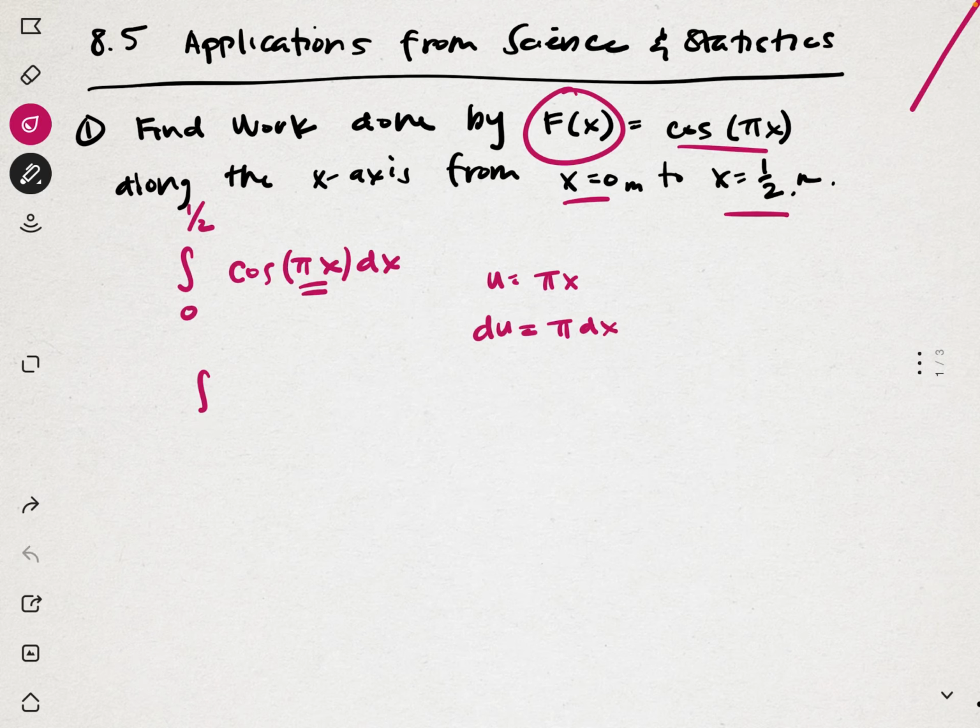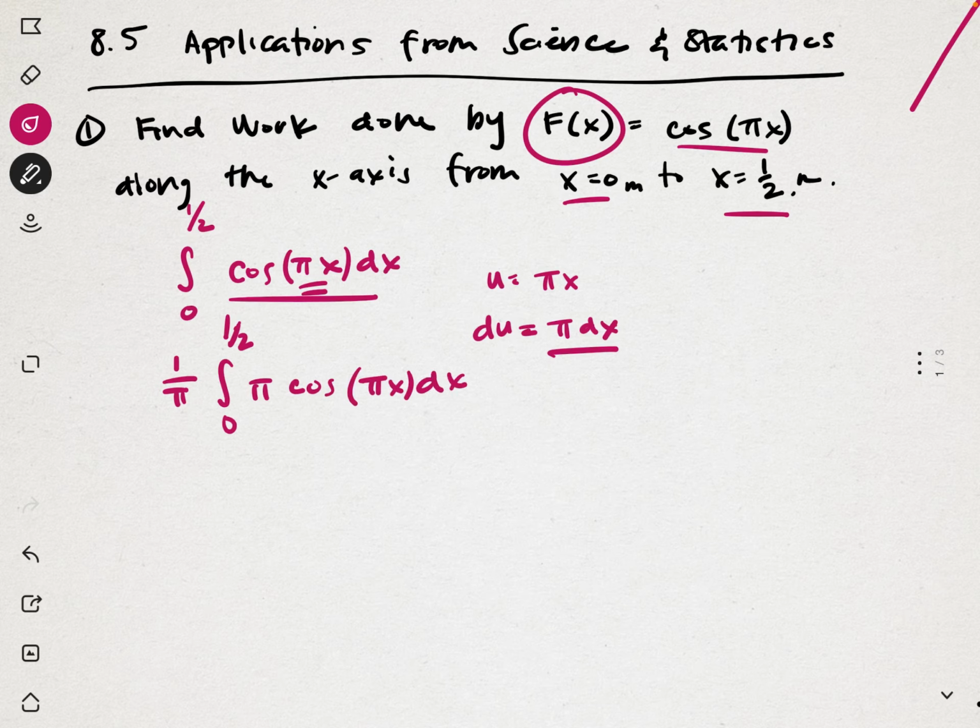Actually, let's do it this way. Actually, before we do that, let's do what we were going to do originally. 0 to 1/2. All right, so for the thing that we're integrating, we need a pi in there with our dx. So we're going to do 1 over pi outside, and pi inside, cosine pi x dx.